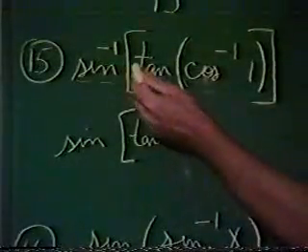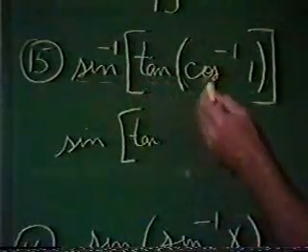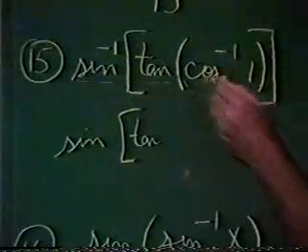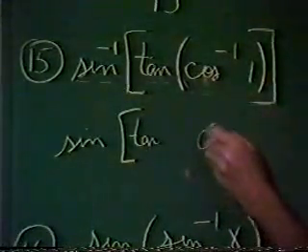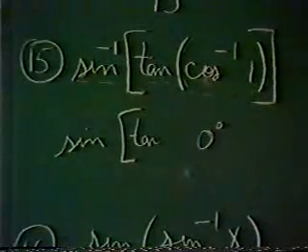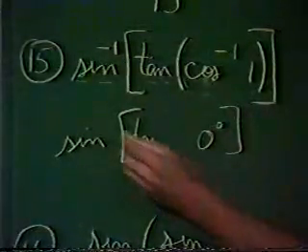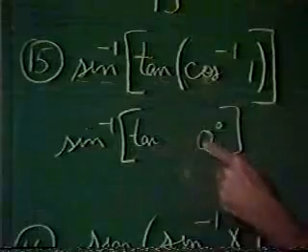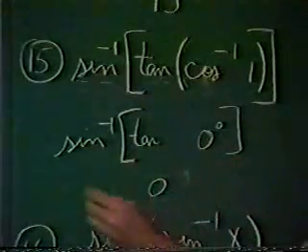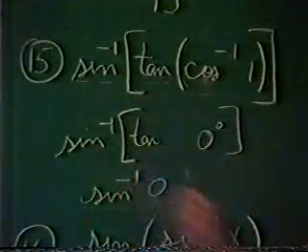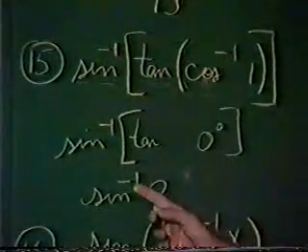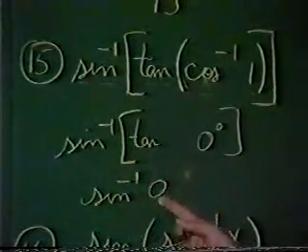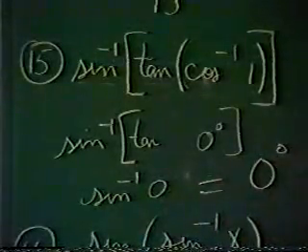Okay. So let's continue now. What angle is the cosine 1? Okay. That's 0 degrees. Okay. Now, what is the tangent of 0 degrees? That's 0. Now, not 0 degrees here, just the number 0. What angle is the sine 0? 0 degrees.